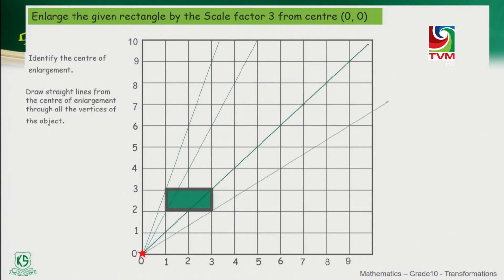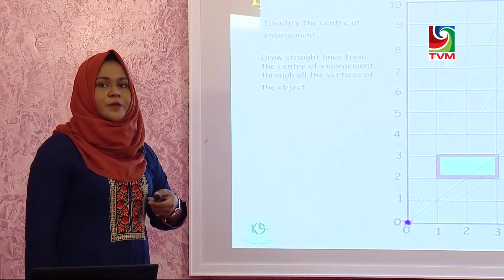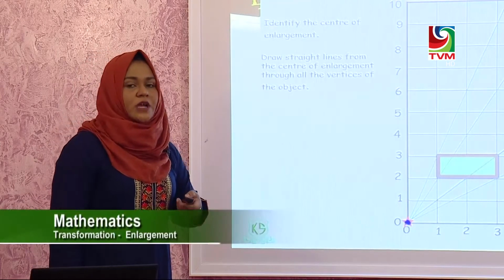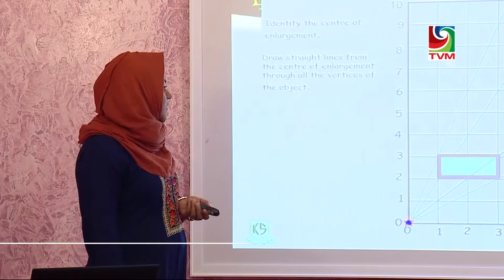So from the 4 vertices we have drawn straight lines from the center of enlargement. Now here these straight lines are also called ray lines. That is our second step. First step was identifying the center of enlargement. Second step is from the center of enlargement we draw straight lines through all the vertices of the object.